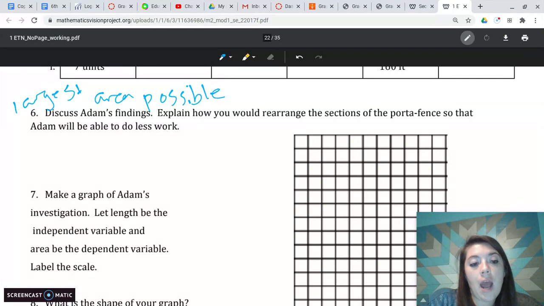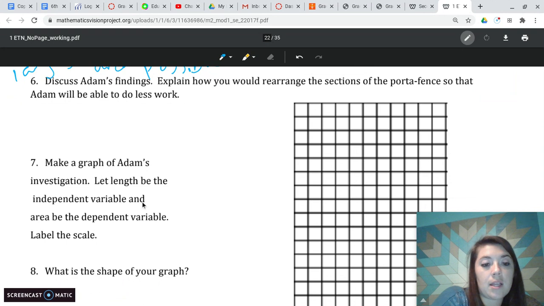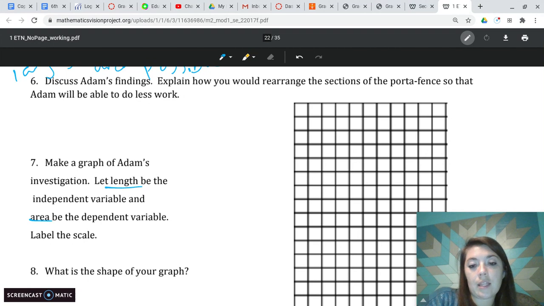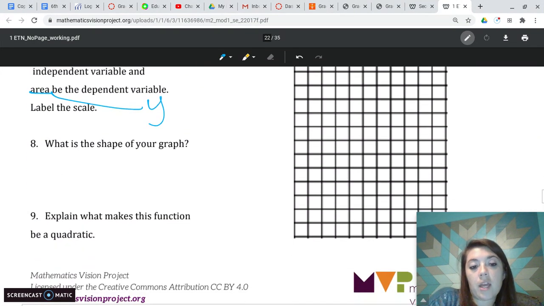After you do that, then you're going to make a graph of Adam's investigation. Let length be the independent variable, which means your x value, and the area be the dependent variable, so that is your y value, and then label the scale. So you'll do that right over here. So make note, it's length and area are your 2 variables, and length will represent x, area will represent y. Then you'll answer some questions about the graph, okay?